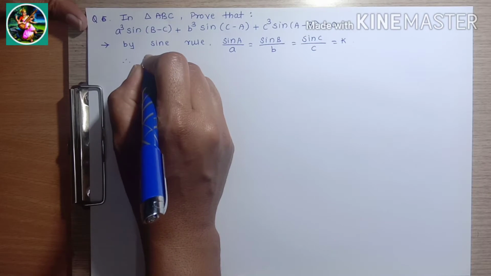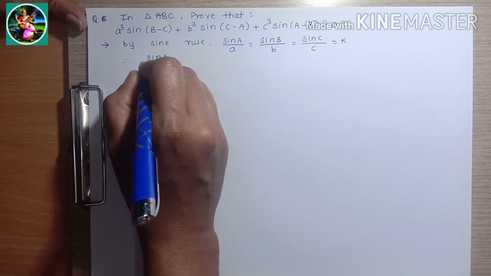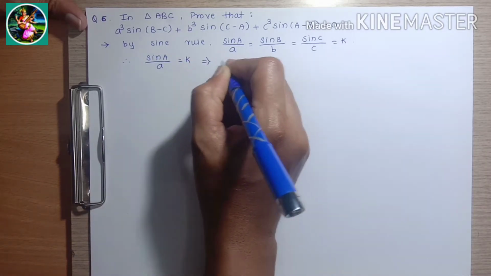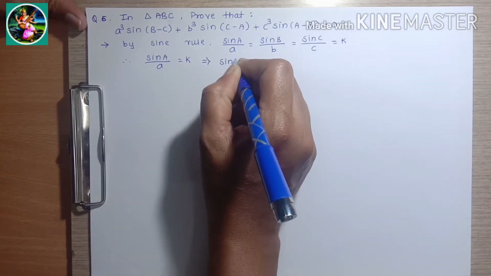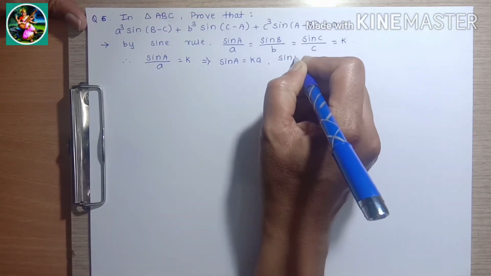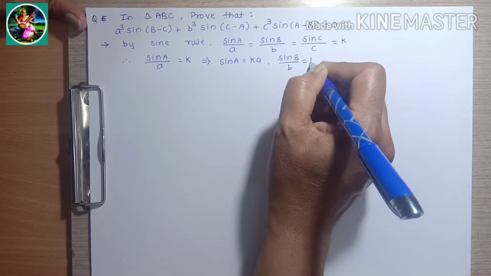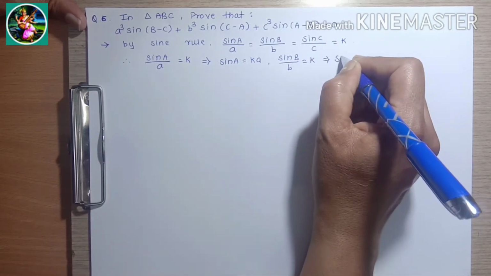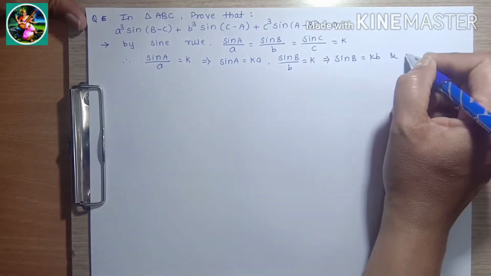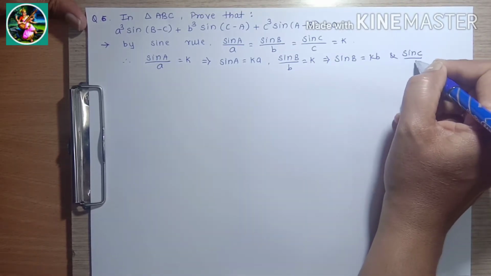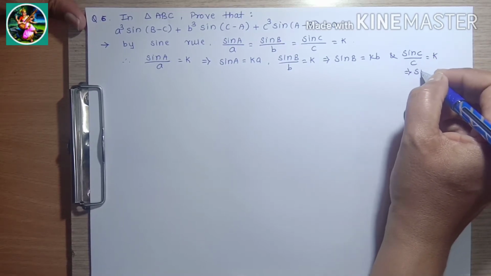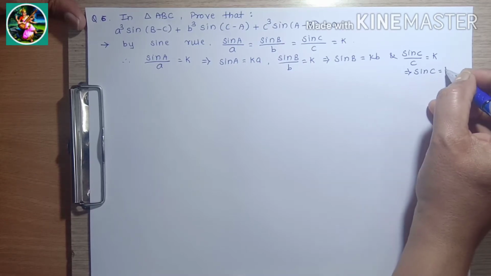Therefore, we can write that sin a divided by a is equal to k. That will give sin a is equal to ka. Sin b divided by b is equal to k gives sin b is equal to kb, and sin c divided by c is equal to k gives sin c is equal to kc.